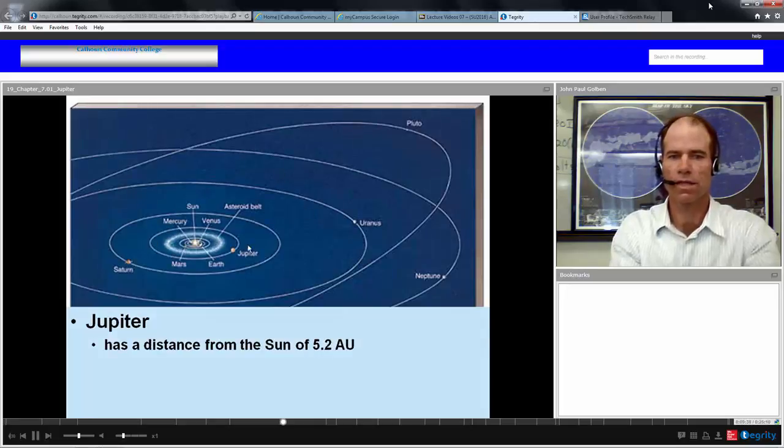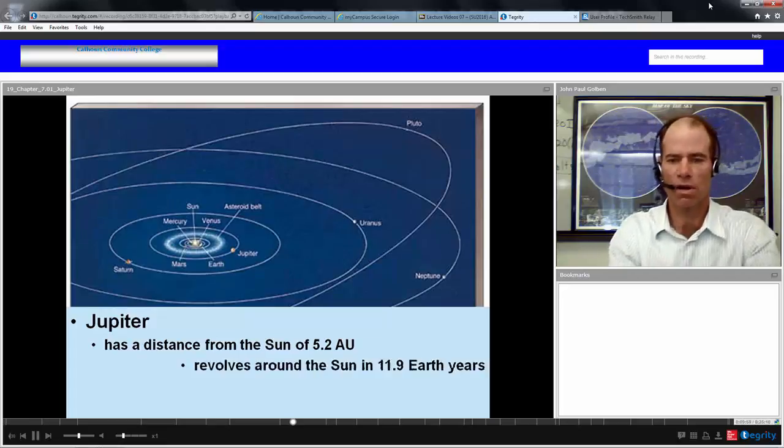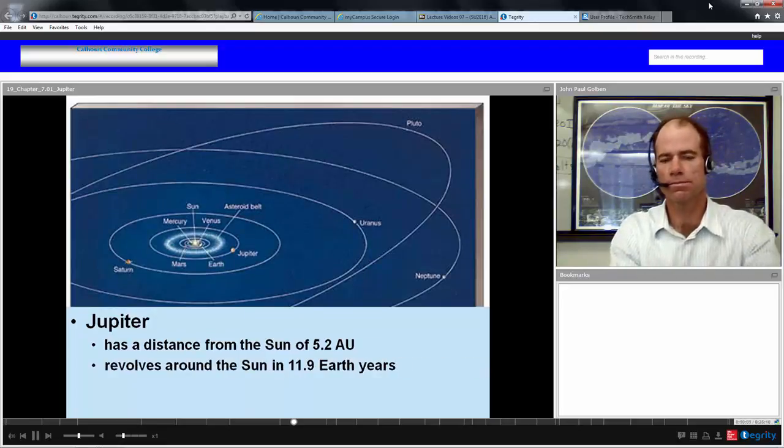Here's a look at the solar system, and we can see all the inner planets within 1.5 astronomical units. You have the asteroid belt kind of separating the inner from the outer solar system, and then Jupiter, 5.2 astronomical units away, so more than 3 times the distance from the Sun as Mars. It revolves around the Sun in 11.9 Earth years.